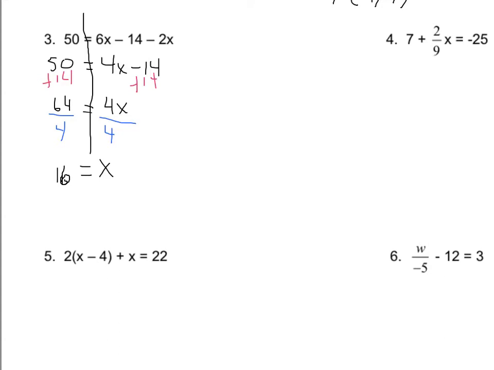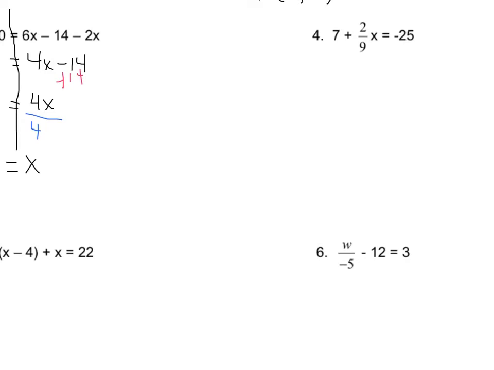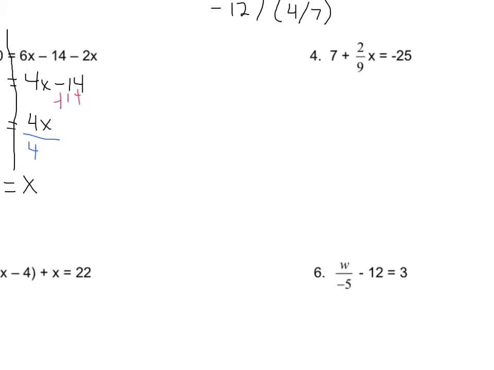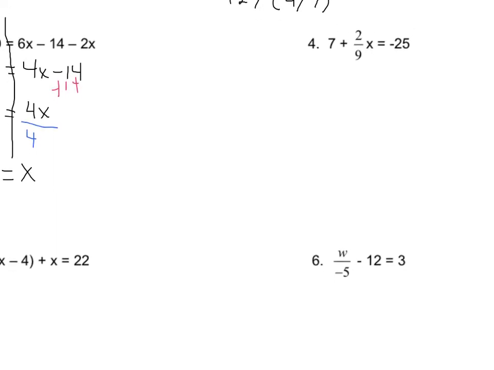All right, number 4. Split the sides. It's already simplified on the left side, so we're going to go ahead and start solving for x. And I have 2/9 x equals negative 32.